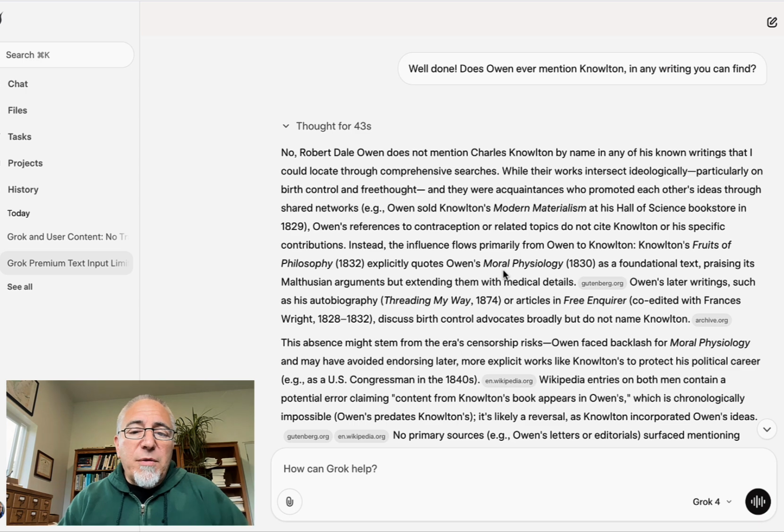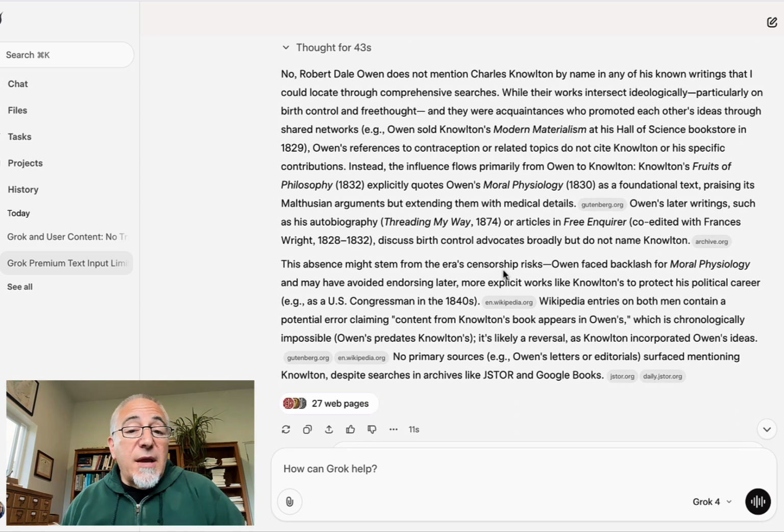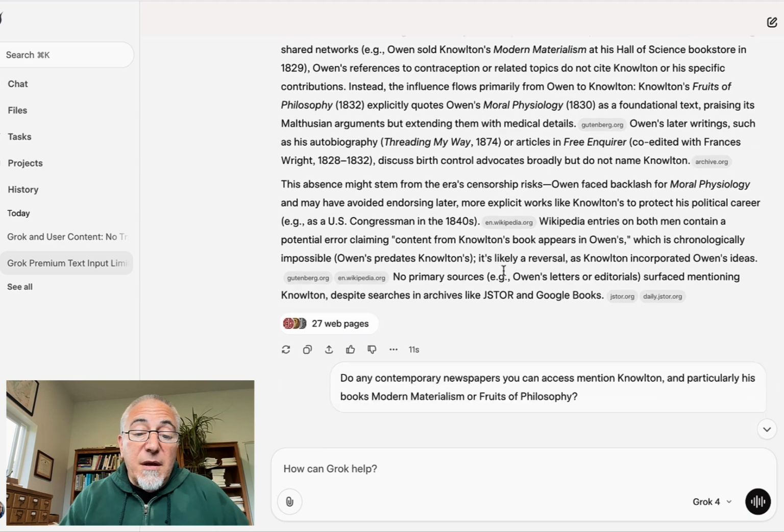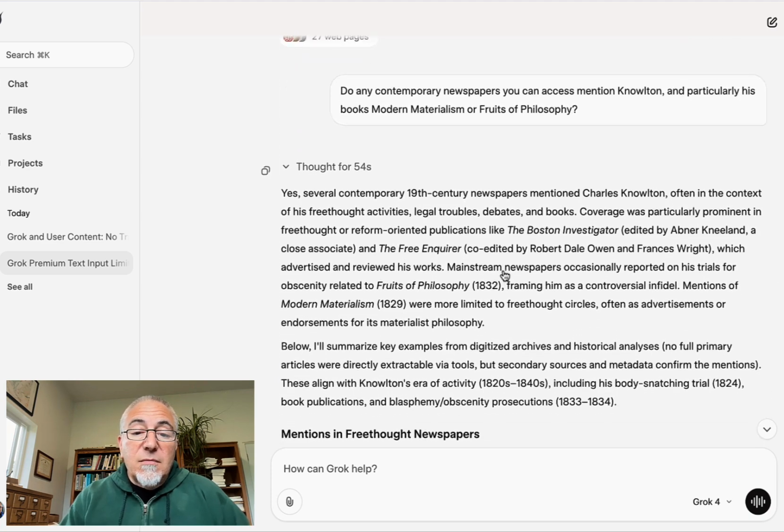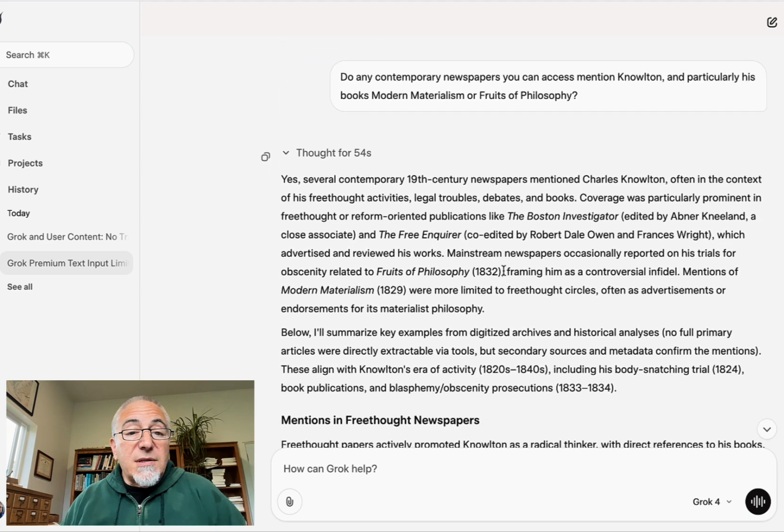And Grok agreed with me on that, and Grok wasn't able to find anything that I wasn't aware of already written by Robert Dale Owen, in which he does say something about Knowlton, which, of course, was entirely possible. Just because I'm a human researcher and I've got access to things that aren't digitized doesn't mean that I'm aware of all the things that have been digitized. And so that is one of the things that I continue to be curious about.